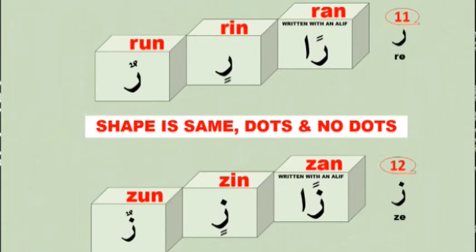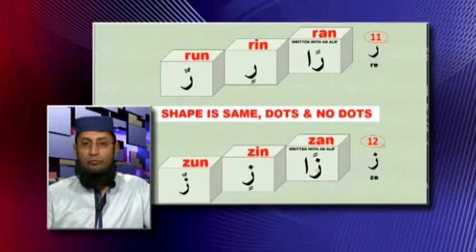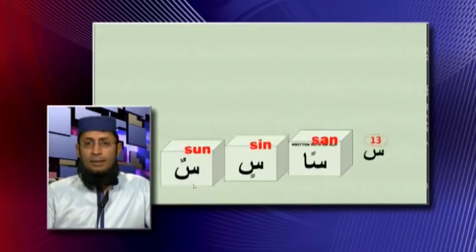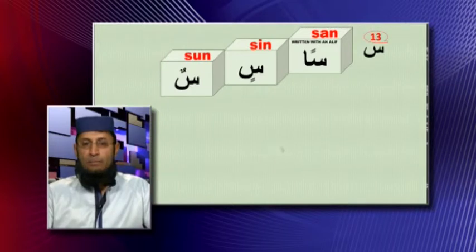If it was a single short vowel, it would have been za, zi, zu. Now it becomes zan, zin, zun. Letter number 13, which is sin. Put the fathatain on top, it becomes san, kasratain, sin, and dhammatain, sun.